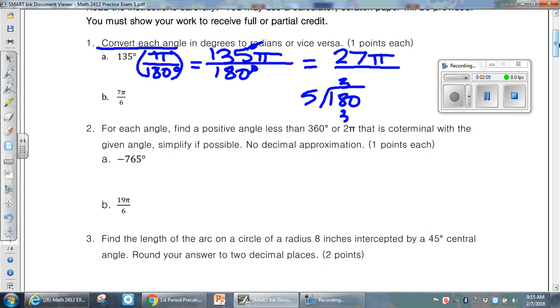Let's use a calculator. It says continue. So good luck with that, guys.